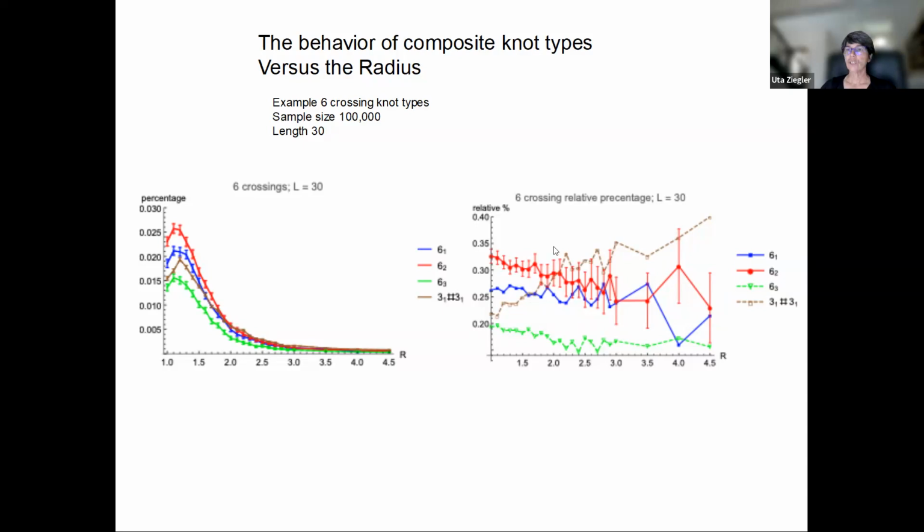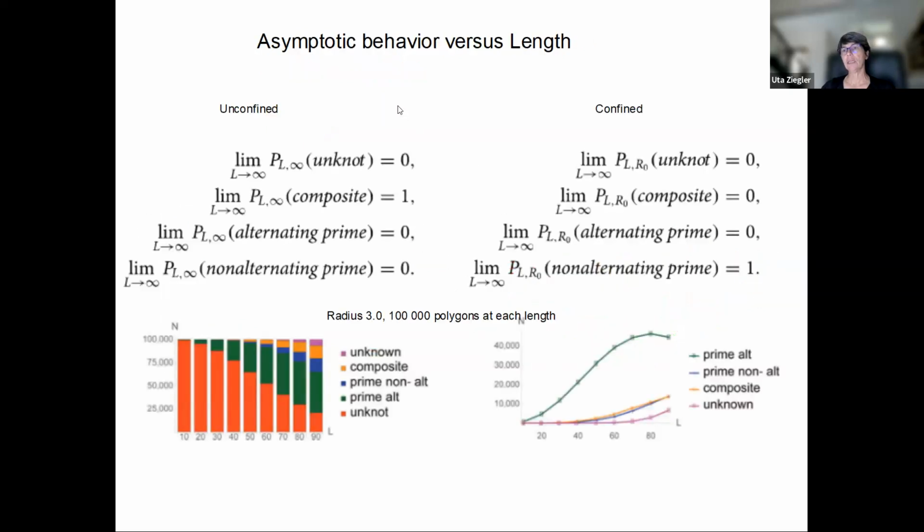Okay. So I next want to jump to looking at the asymptotic behavior versus length, and what we conjecture might happen in confinement. The unconfined case is clear: the composite knots will take over and everything else will vanish. This is a stacked bar graph, and this is a regular graph, from what our data shows, for radius 3.0 with 100,000 polygons at each length.